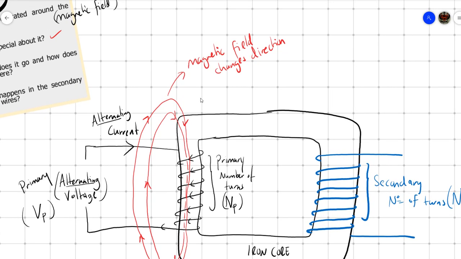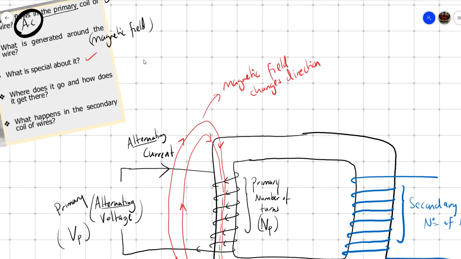Here, the magnetic field was pointing down. Now it's going to change direction, pointing up, and then later it's going to change direction, pointing down, change direction, pointing up, and so on and so forth. Now, why does it change its direction? It changed direction because we're using an alternating voltage. Sorry, an alternating current.